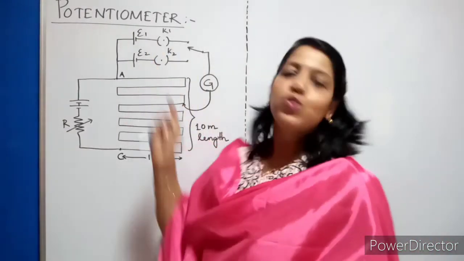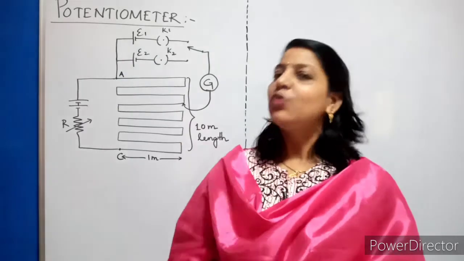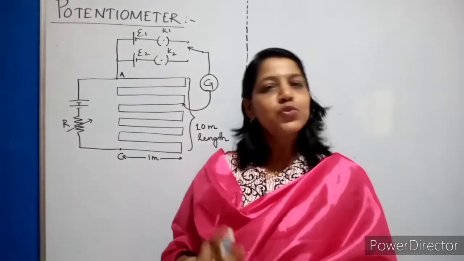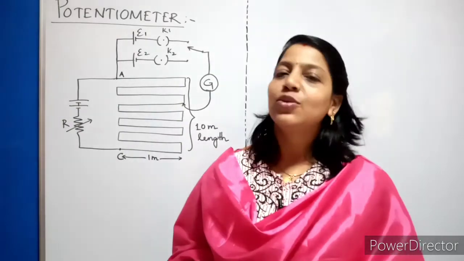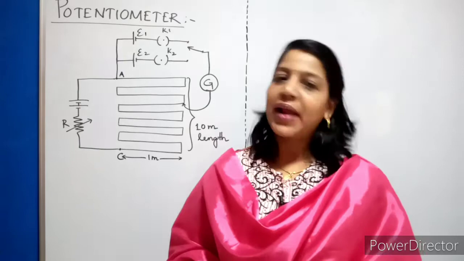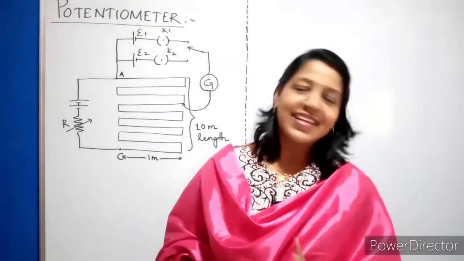You need to take two cells, out of which one will be unknown and the other will be known. The two types of cell, usually one will be a Leclanche cell and the other will be your Daniell cell. Both come under your primary cells, Leclanche and Daniell cell.